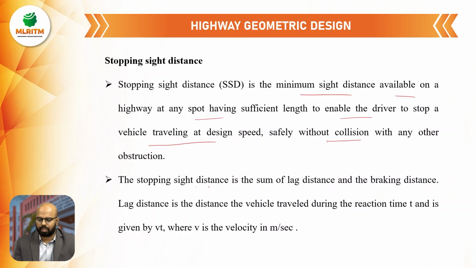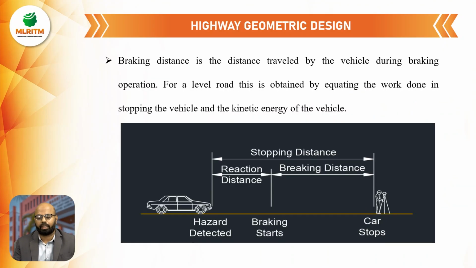The stopping sight distance is basically the sum of the lag distance and the braking distance. Lag distance is the distance the vehicle travels during the reaction time. We discussed the total reaction time, right? So that is the distance the vehicle travels during the reaction time. Next is braking distance. Braking distance is the distance the vehicle travels after the application of brakes, that is, during the braking operation. For a level road, this is obtained by equating the work done in stopping the vehicle and the kinetic energy of the vehicle.